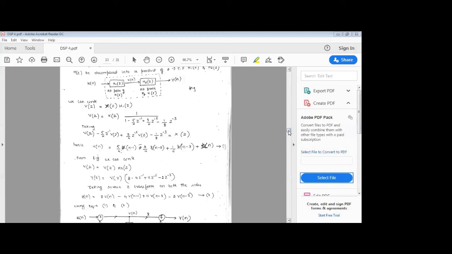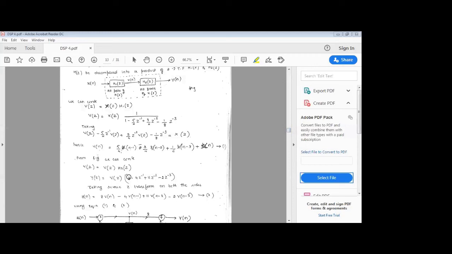Then similarly, considering the second one, that is your H2 of Z. What I have done with your H2 of Z? For H2 of Z, input is V, output is Y. And I can write H2 of Z as output by input: output is Y of Z, input is V of Z. So I can write my Y of Z as Y of Z is equal to V of Z into H2 of Z.